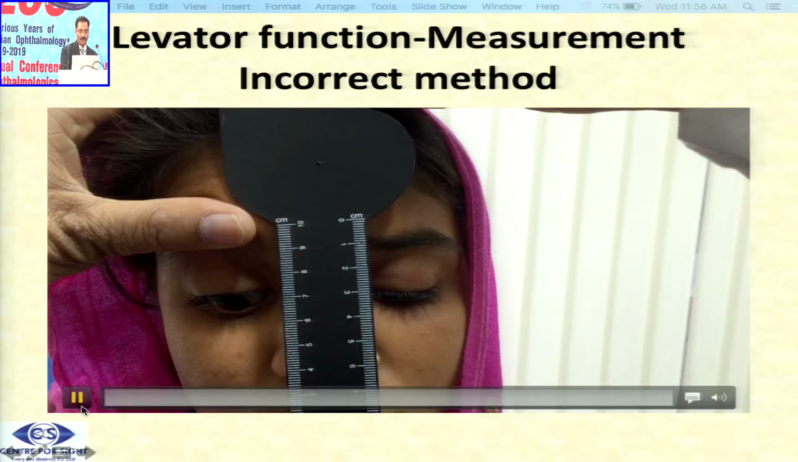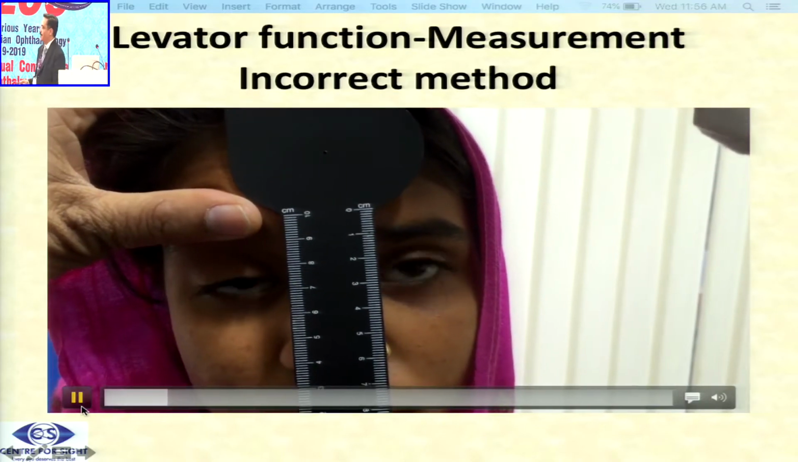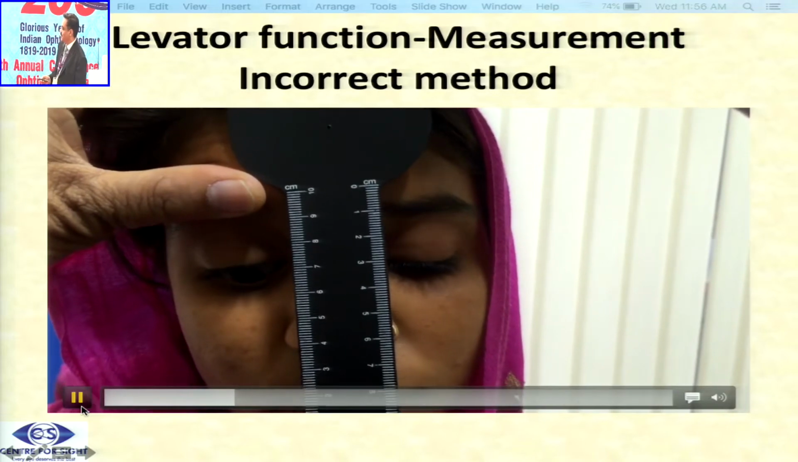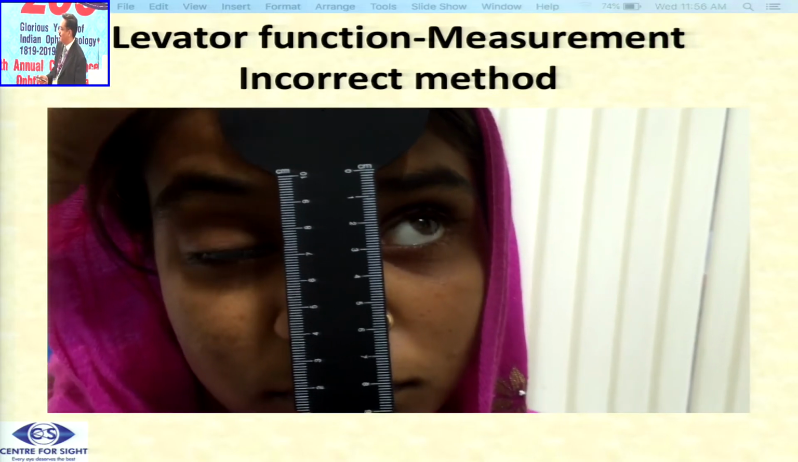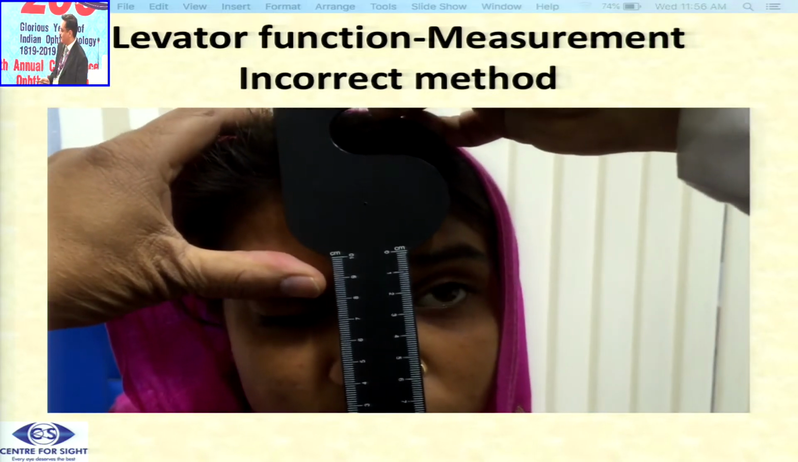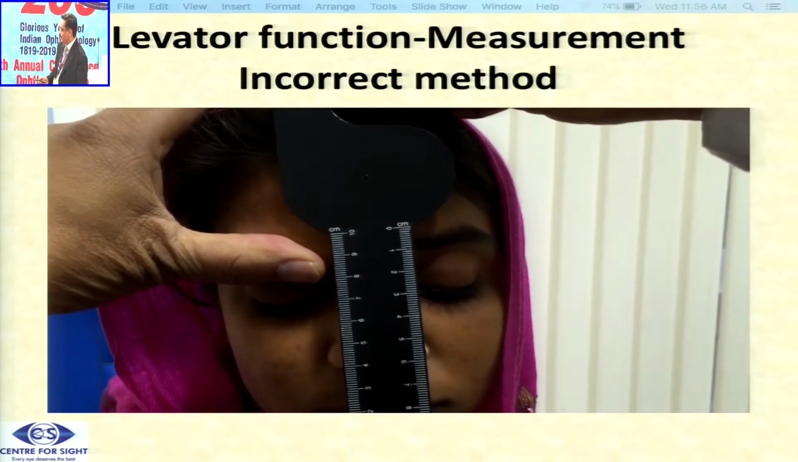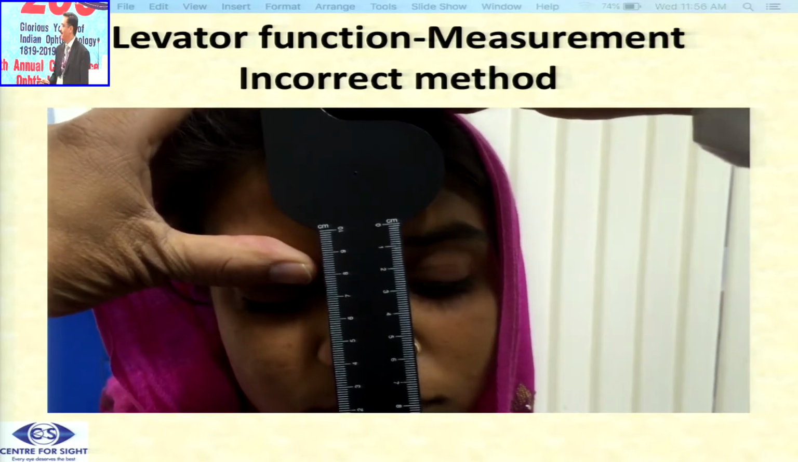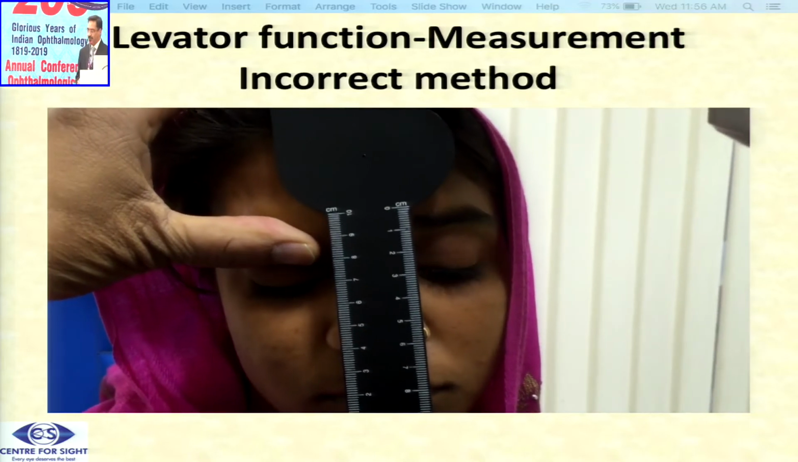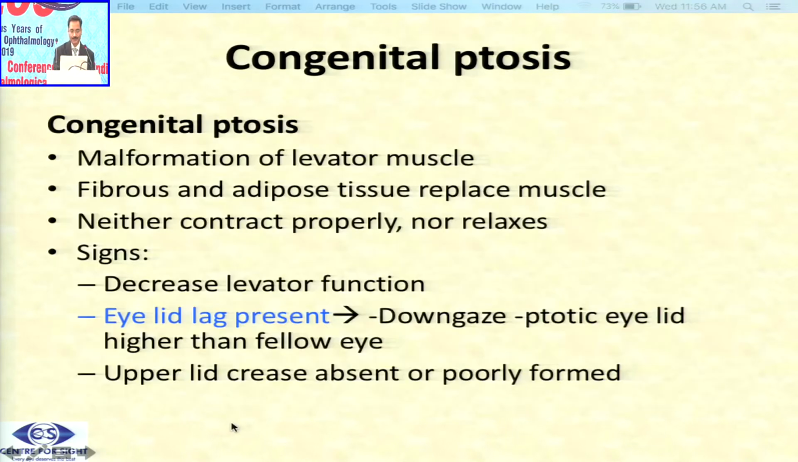Incorrect ways, which are being done by many people: you can see this thumb is pulling the brow up, and here now it is pushing the brow down. So, both methods are inaccurate, and you will have inaccurate levator function. So, you should not be doing it.